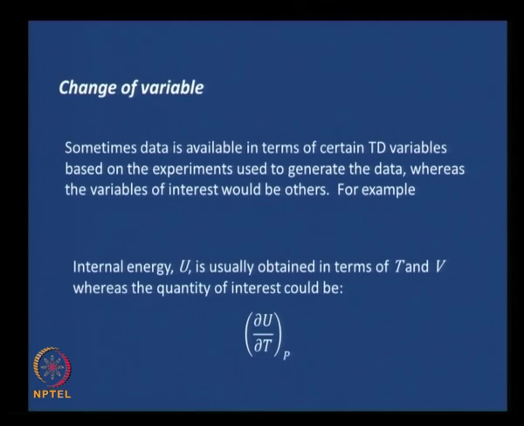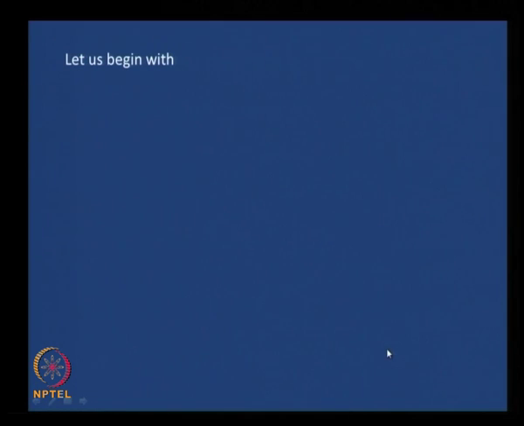The example that we started out with was internal energy. We said it was usually obtained in terms of its variation with temperature at constant volume, whereas the quantity of interest could be internal energy variation with temperature at constant pressure. To look at that, let us begin with internal energy as a function of temperature and volume. This is how we have our data.